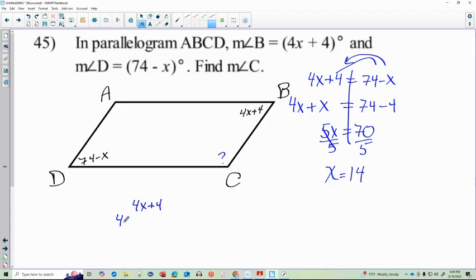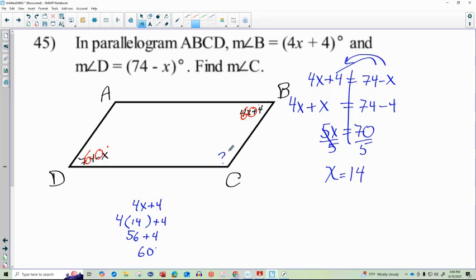So I'm going to substitute in my x, which is 14, and do 4 times 14, which is 56, plus 4. And 56 plus 4 is equal to 60. All right, that tells me that this angle right here is 60 degrees. That means this one also has to be 60.